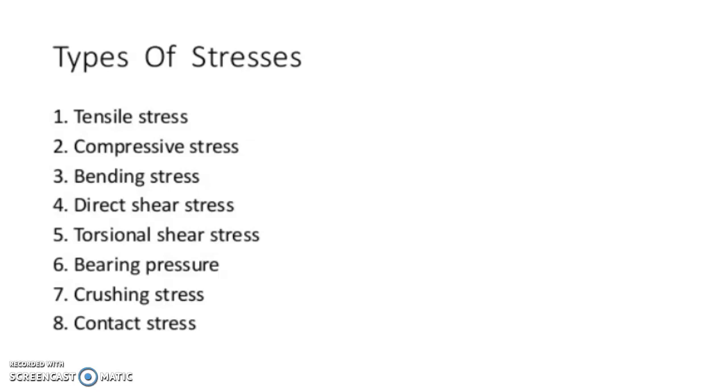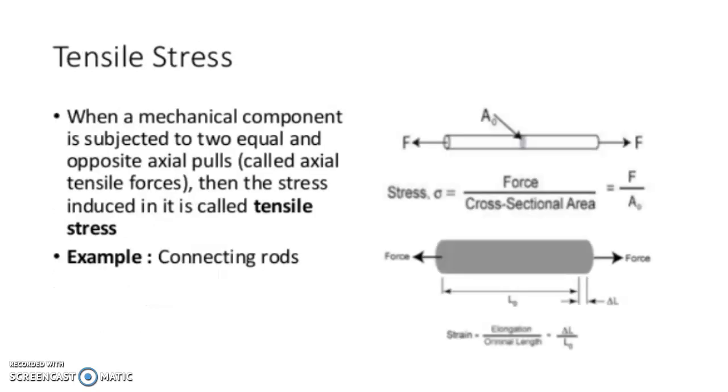Hi all. In this section we can discuss what are the different types of stresses acting on mechanical materials. The various stresses are tensile stress, compressive stress, bending stress, direct shear stress, torsional shear stress, bearing pressure, crushing stress, contact stress. Then we can discuss each one separately.